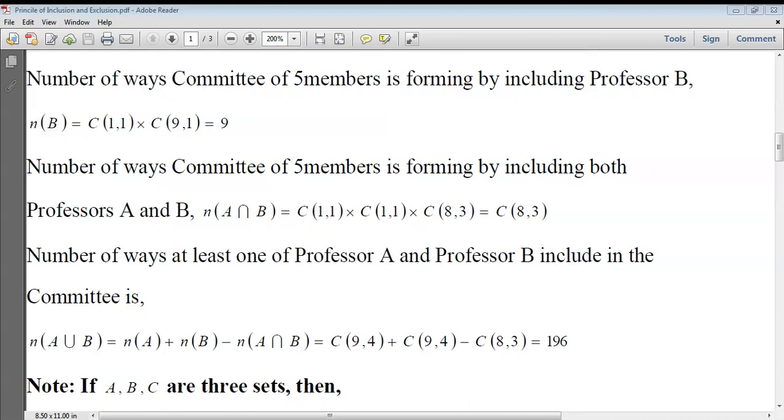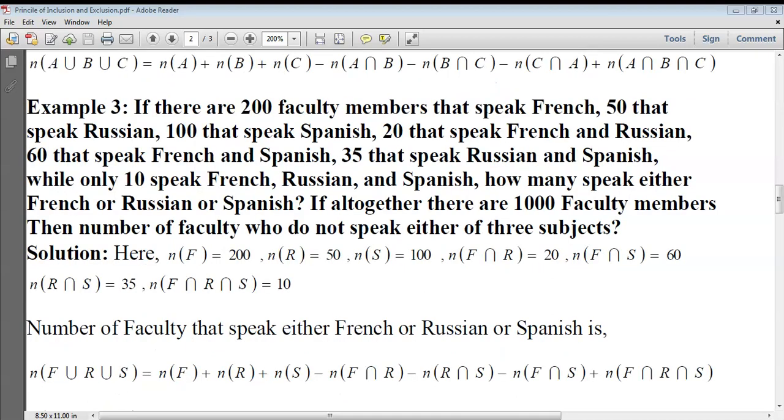Okay. So previously we have taken the formula with two sets A and B. Now let us extend the formula to three sets A, B, C. So the number of elements in A union B union C is equal to the number of elements in A plus the number of elements in B plus the number of elements in C minus the number of elements common to both A and B, the number of elements common to B and C, the number of elements common to C and A, plus the number of elements common to A, B, C.